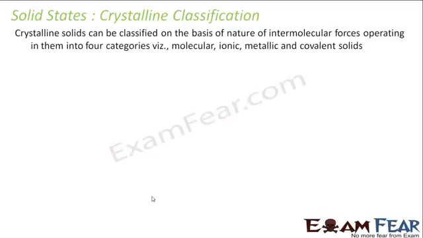Based on the nature of the intermolecular force operating between them, crystals are classified as molecular, ionic, metallic and covalent solids. There are four further classifications of crystals. We'll discuss each of these in detail: molecular, ionic, metallic and covalent solids.